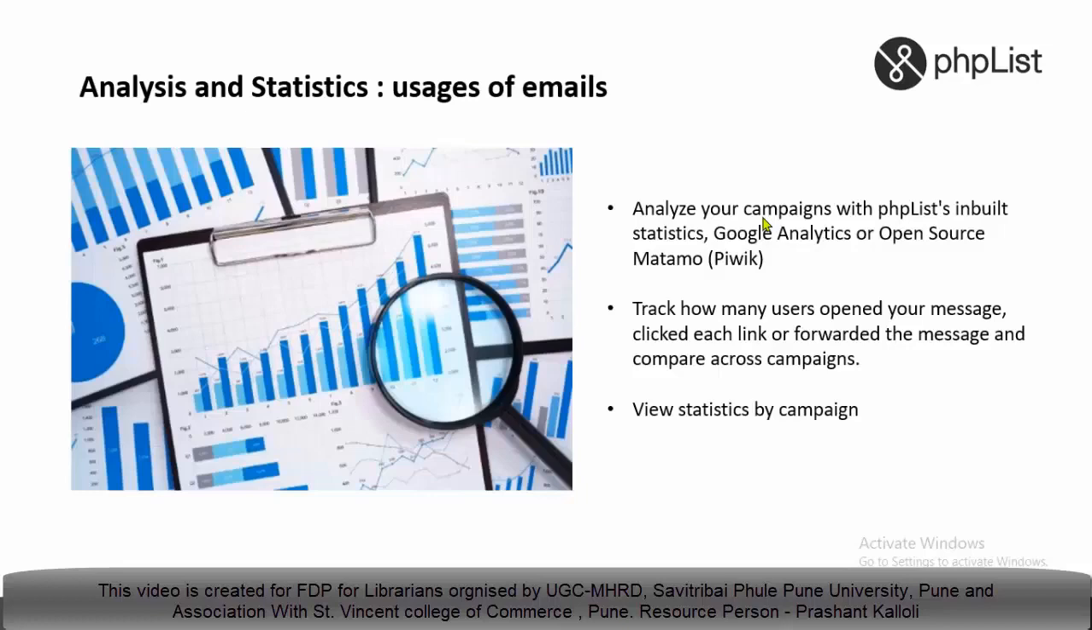In PHPlist, we can analyze our email campaigns with PHPlist's inbuilt statistics. We can use Google Analytics and Matomo for more usage reports. You just go to Google Analytics, copy that code and insert it in PHPlist, and you will easily get the analytics of your web page or PHPlist. It's an easy integration with Google Analytics. Also, we can integrate Matomo, which was previously Piwik.